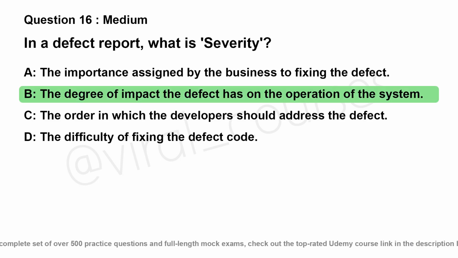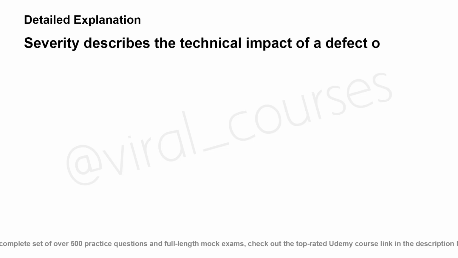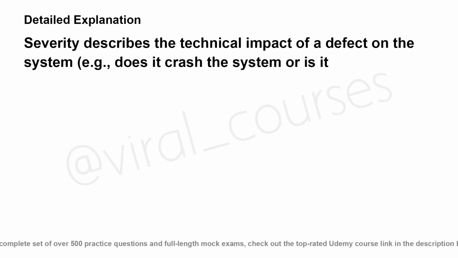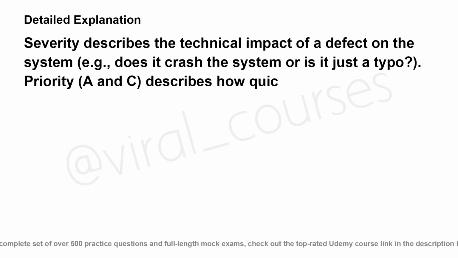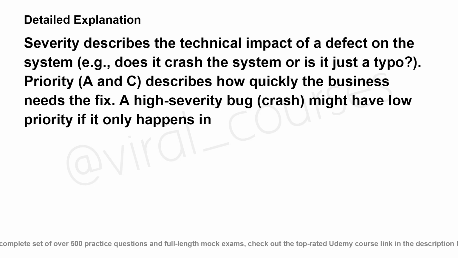The correct answer is B. Severity describes the technical impact of a defect on the system, e.g., does it crash the system or is it just a typo? Priority, A and C, describes how quickly the business needs the fix. A high-severity bug, such as a crash, might have low priority if it only happens in a feature no one uses.